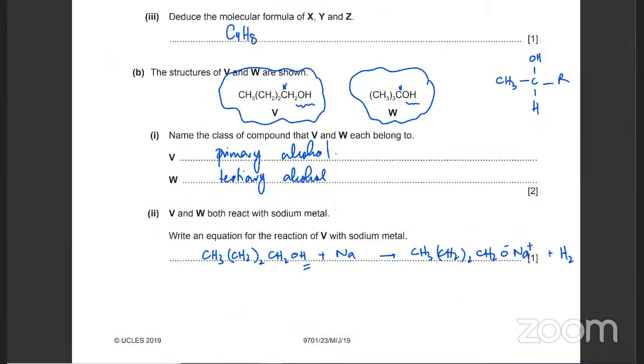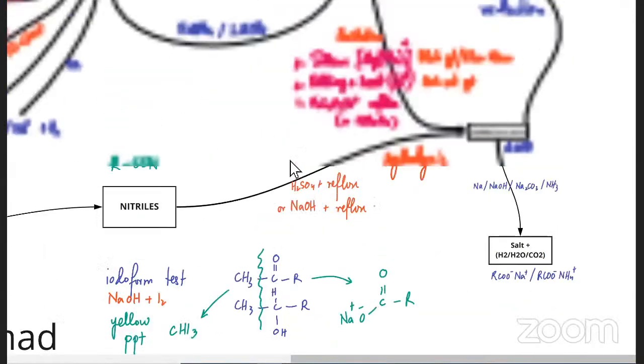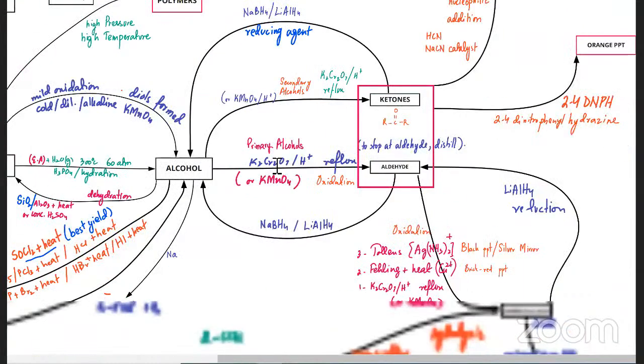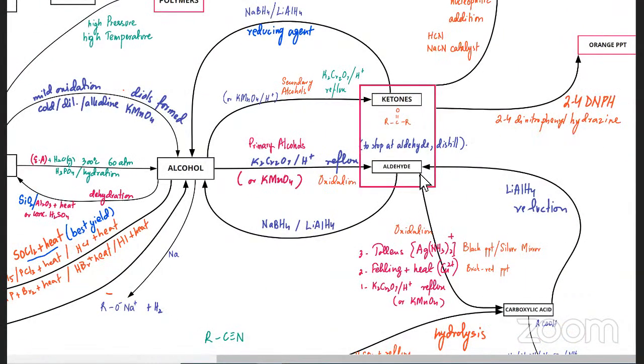Simple oxidation with K2Cr2O7. A primary alcohol gets oxidized to an aldehyde, and the aldehyde further gets oxidized to a carboxylic acid. A secondary alcohol gets oxidized to a ketone. Tertiary alcohols have no oxidation.